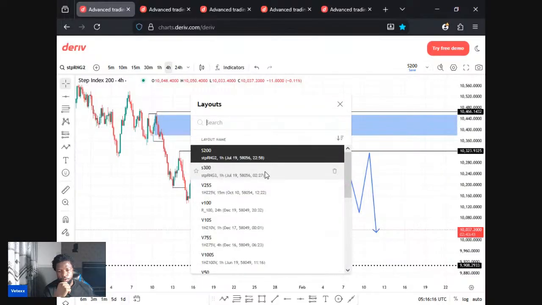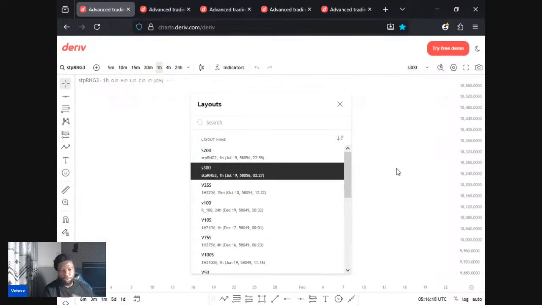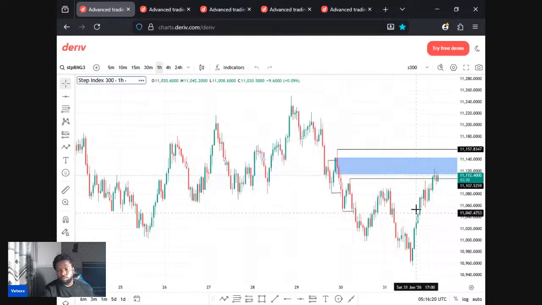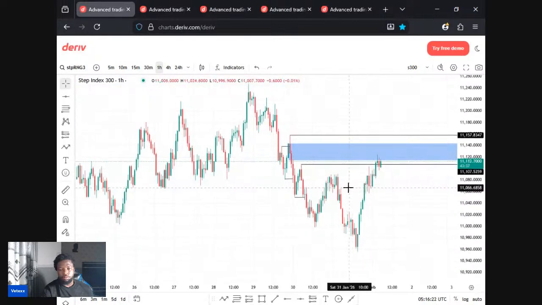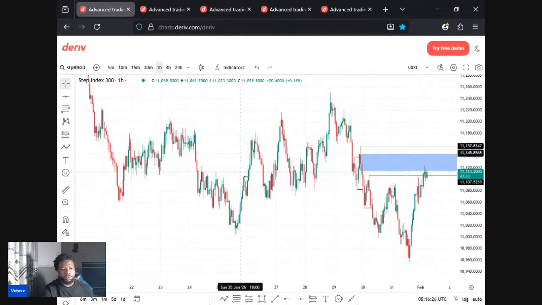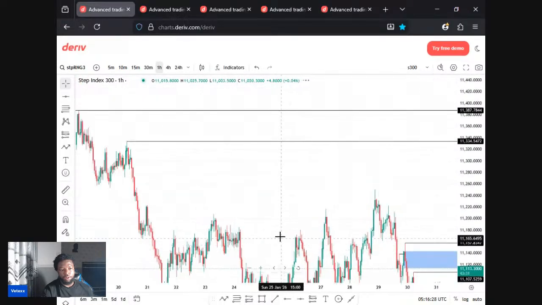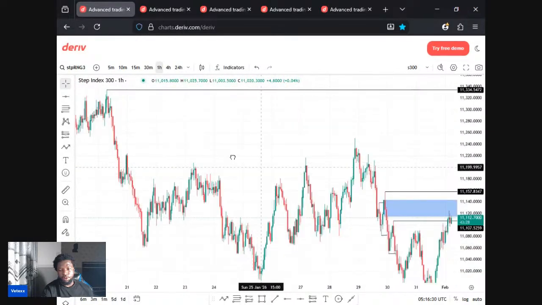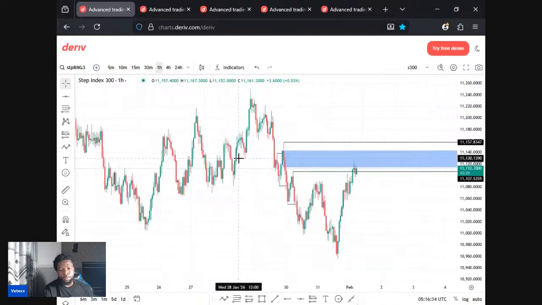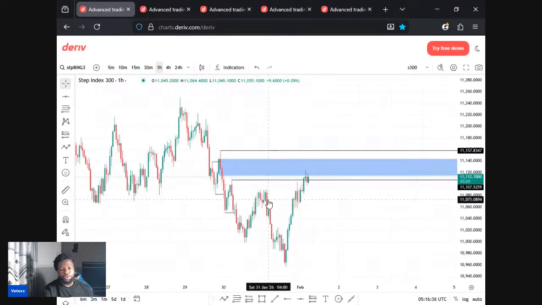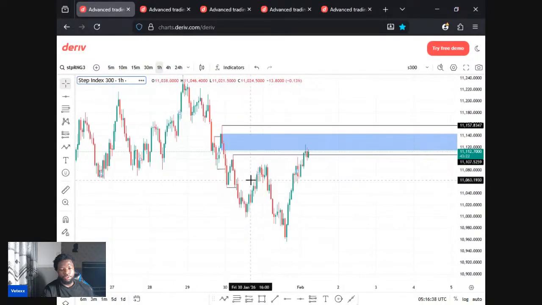The next is what? Step 300. Let's check out Step 300. Okay, we have a POI on Step 300 recently, and price is already at the point of interest. So you can already see we've marked the point of interest out.